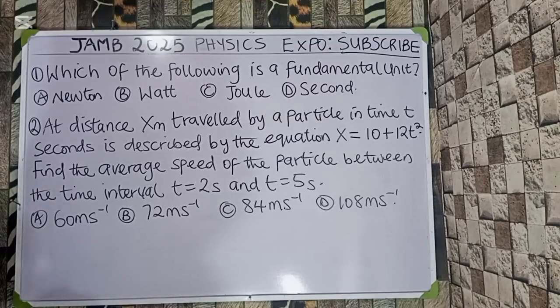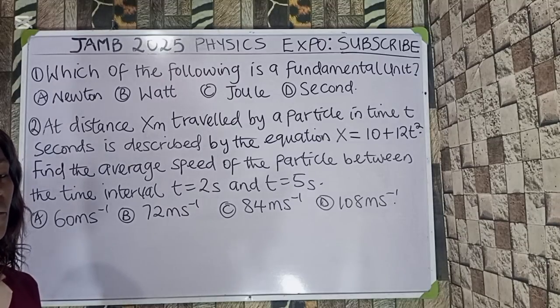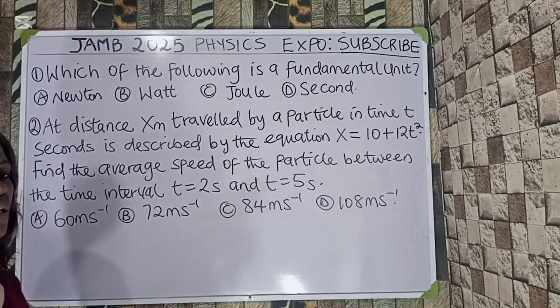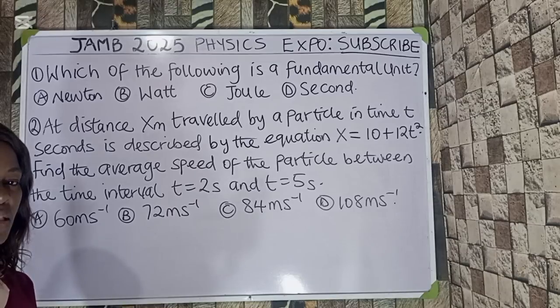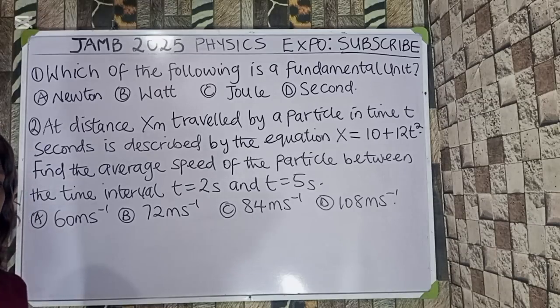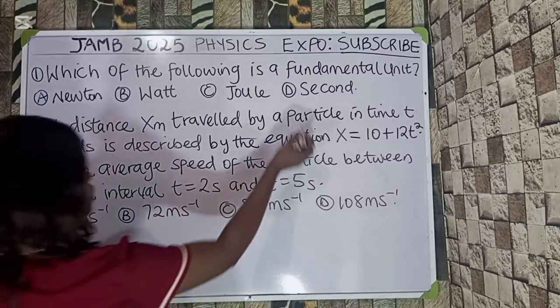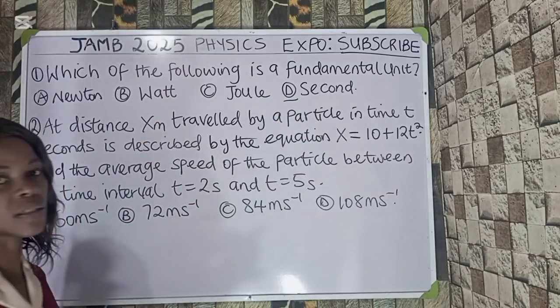Question 1 says, which of the following is a fundamental unit? Option A, Newton. Option B, Watt. Option C, joules. Option D, seconds. Now, one thing that will come to your mind is this: fundamental units are independent. Looking at the options we have, the only unit that is independent is what? Second. So the correct option to this question is option D.